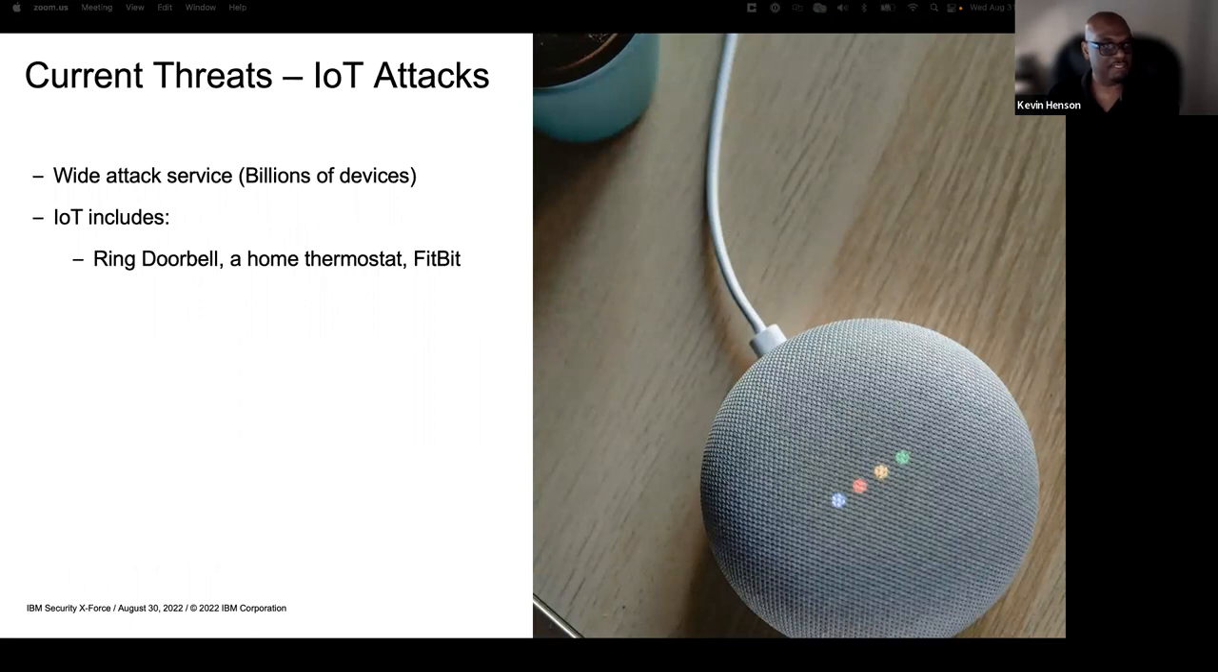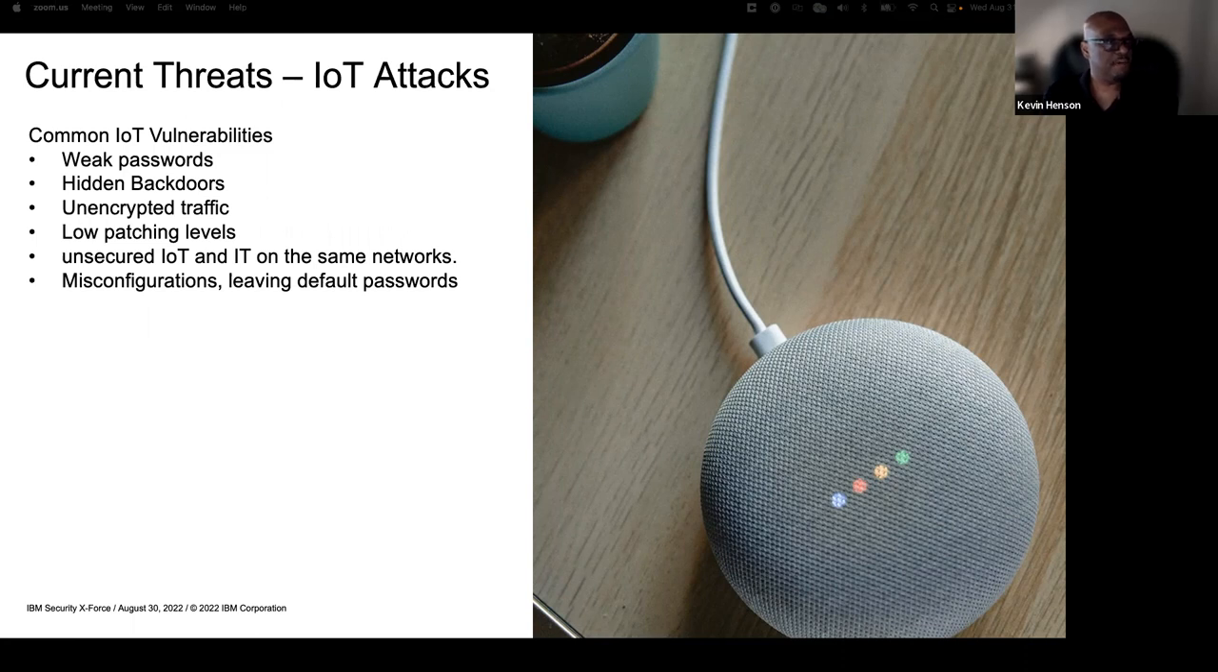Another one, again, is IoT attacks. Since IoT involves billions of devices, it has a huge attack surface, again, and IoT devices include things like the Ring doorbell, your home thermostat, or devices like a Fitbit or some type of exercise monitoring device. Some common IoT vulnerabilities are weak passwords, because the nature of IoT devices is that sometimes people don't necessarily pay close attention to securing them, so they leave default passwords behind. Sometimes the developers of the device leave hidden back doors so they can get into the device to do administrative work.